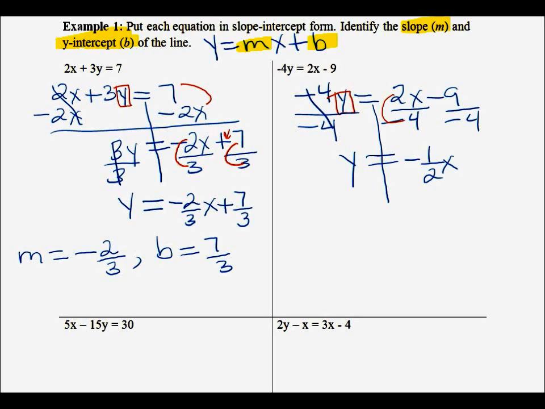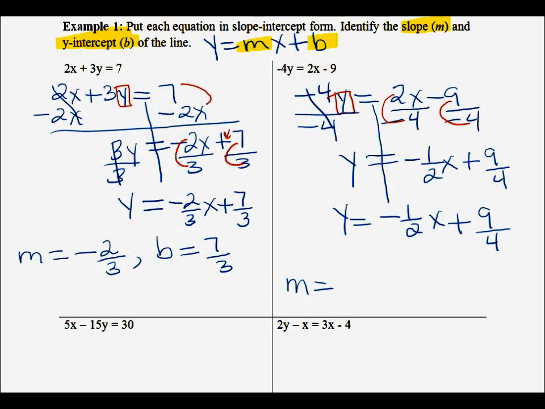I do the same thing here. It's a minus sign in front of the 9, so that means it's negative. Negative 9 divided by negative 4. A negative divided by a negative is positive, so this becomes a positive 9/4. Also notice that I'm leaving it as an improper fraction. So when I put it in slope-intercept form, I end up with y equals a negative 1/2 x plus 9/4.